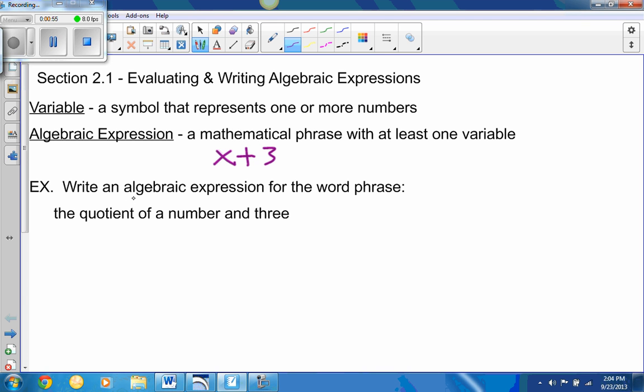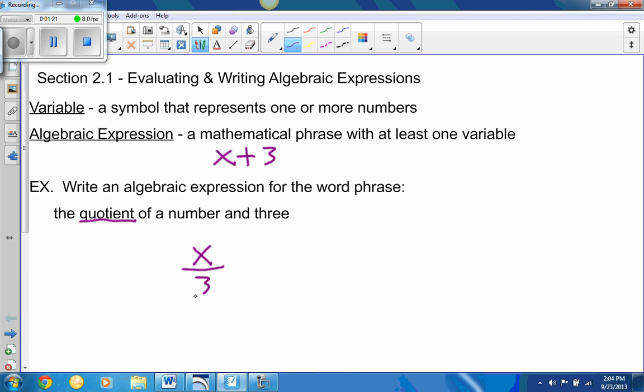So the first example we're going to do: write an algebraic expression for the word phrase, the quotient of a number and 3. So you have to write it with a variable in it. You need to remember what quotient means. It's a division problem. A number and 3. So a number has to come first, and we don't know what the number is. That's why it's a variable. You can use whatever variable you want. I'm just going to use x.